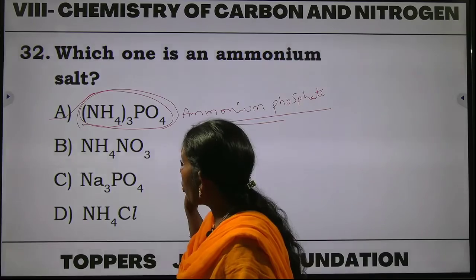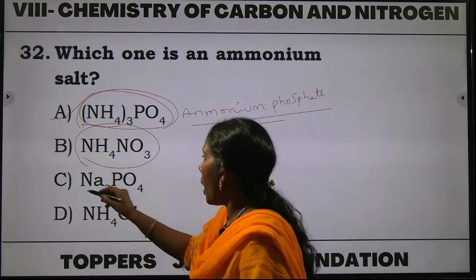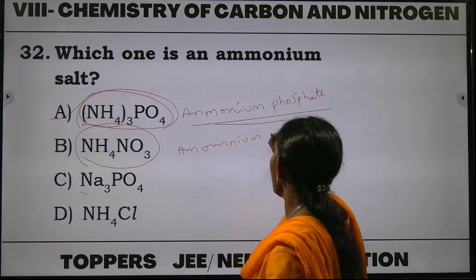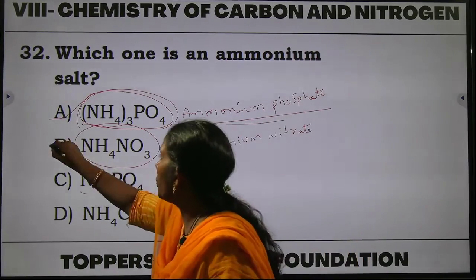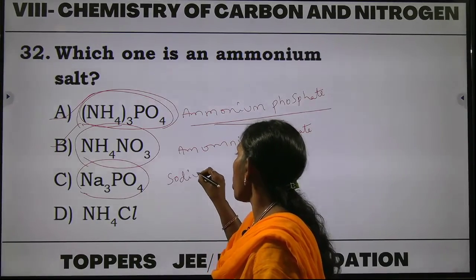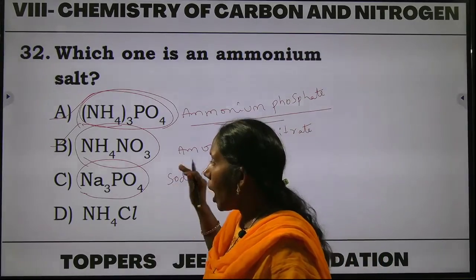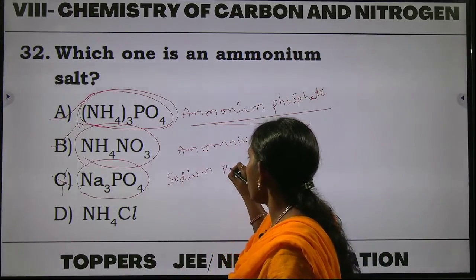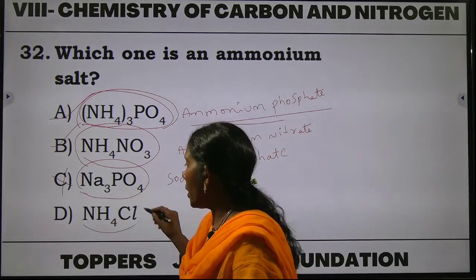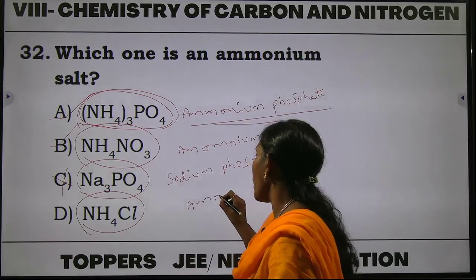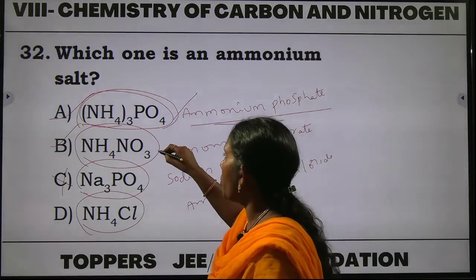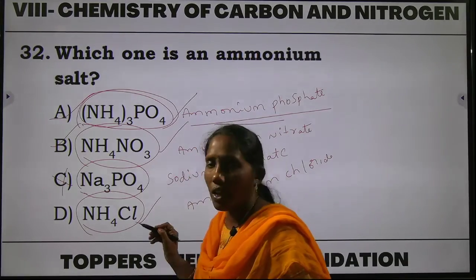Coming to NH4NO3. This is ammonium nitrate. Ammonium nitrate is also a salt of ammonium. So we will go with option B also. Coming to Na3PO4, this is called sodium phosphate. In this molecular formula there is no ammonium, so this is not an ammonium salt. This is a sodium salt, so C is the wrong option. Next one is NH4Cl, which is ammonium chloride. So it is also a salt of ammonium. So ammonium phosphate, ammonium nitrate and ammonium chloride, these three, A, B, D, are the correct options for the given question.